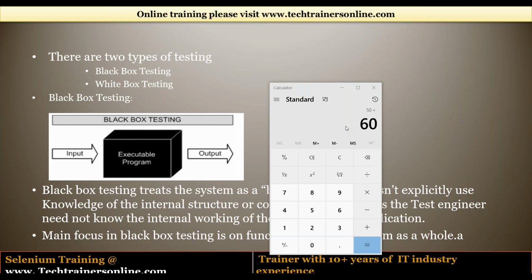110. So I need to know what is expected behavior. If you know the expected, then only you guys would be able to test it. Now, what I'm trying to do, 50 plus 60, if I'm trying to sum it, I should get 110. Do you guys really know what is happening inside the calculator, which function they are calling, which technology they use, which language they use, how the architecture is designed? We have zero knowledge. So that's what exactly is called black box testing.